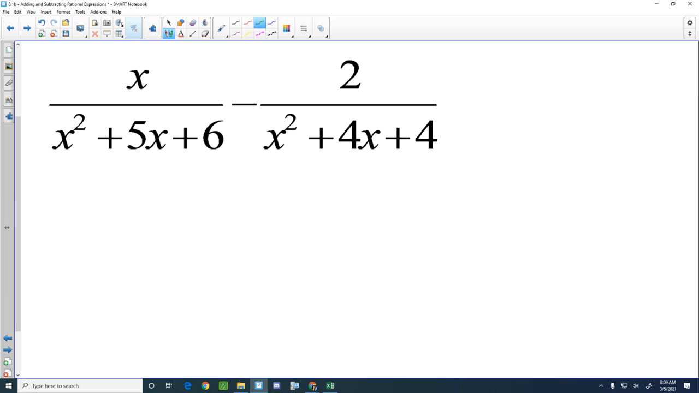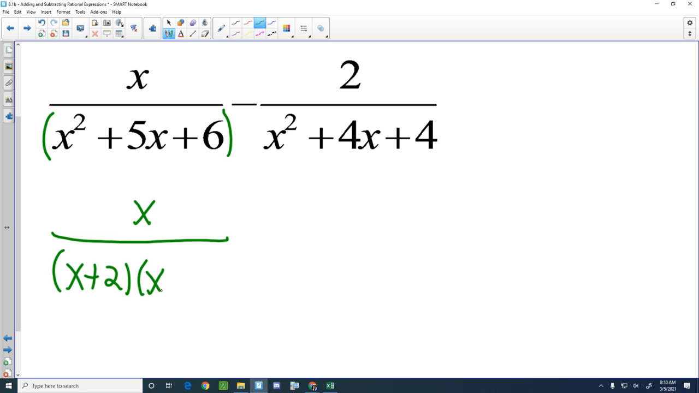So this first denominator on the left, I'll do this one in green. We have an x on top. That can't be factored. But the denominator, are there two numbers that multiply to 6 and add to 5? 2 and 3? Looks good to me. So I'm going to write x plus 2 and x plus 3.